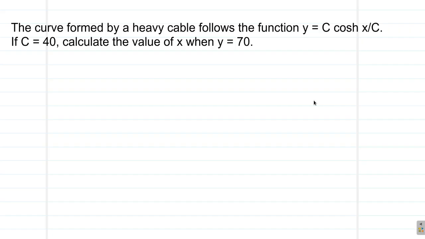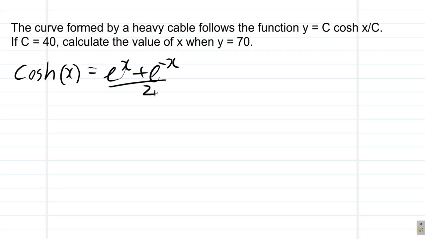Now, what you're going to do is use the exponential form of cosh. In general, it's expressed like this. Hyperbolic cosine of x is e to the x plus e to the negative x, over 2.